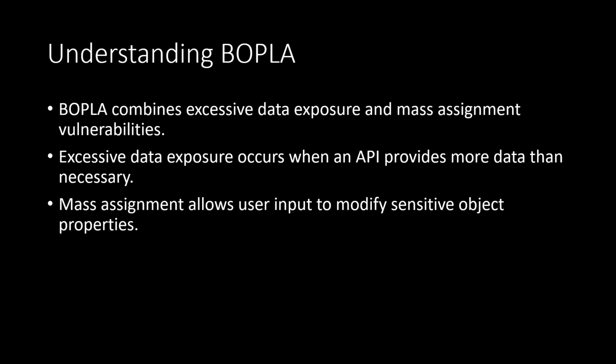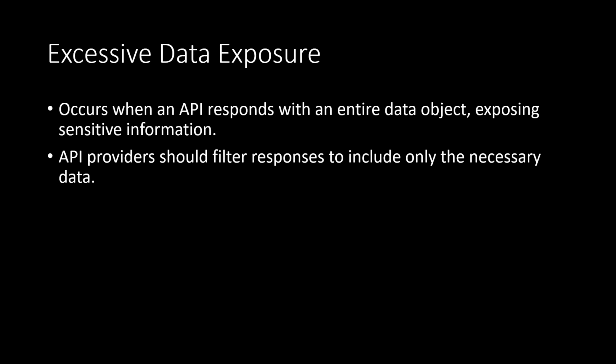Excessive data exposure happens when an API provides more data than necessary in a response. Mass assignment occurs when user input can modify sensitive object properties without proper authorization. Excessive data exposure happens when an API responds with an entire data object instead of just the necessary data. This can lead to the exposure of sensitive information. API providers should always filter responses to ensure only the required data is included.